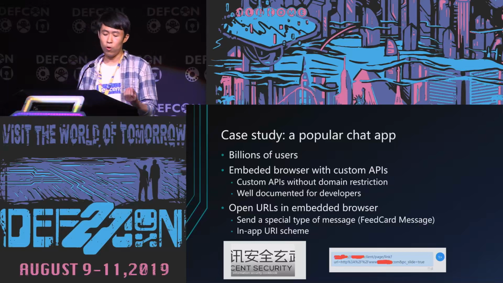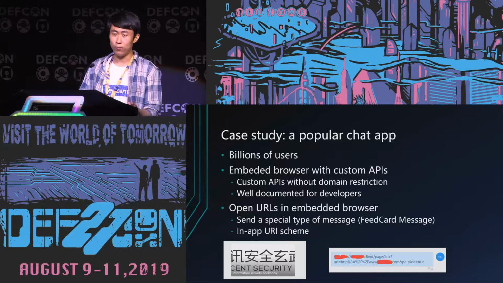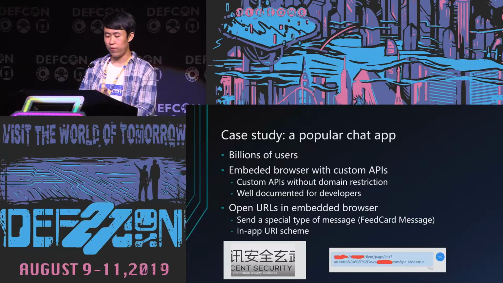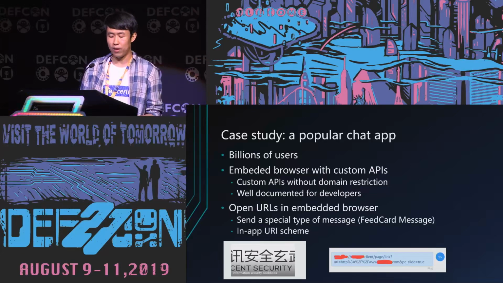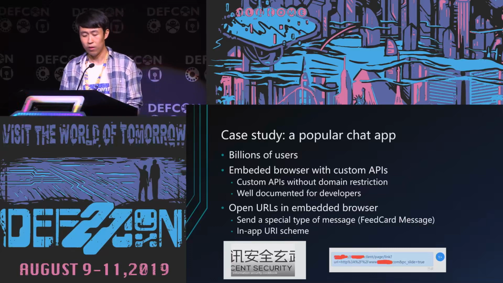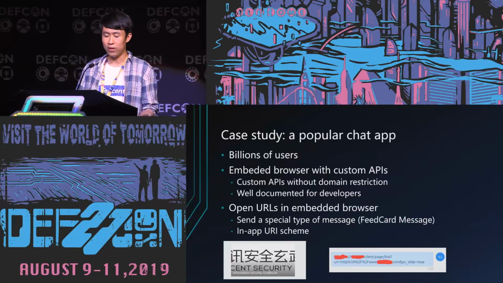And how do we open URLs in the embedded browser? There are two ways. One is a special type of message, called a feed card message, just like that. And also, we can use an in-app URL scheme. We can use a special scheme to open the embedded browser.